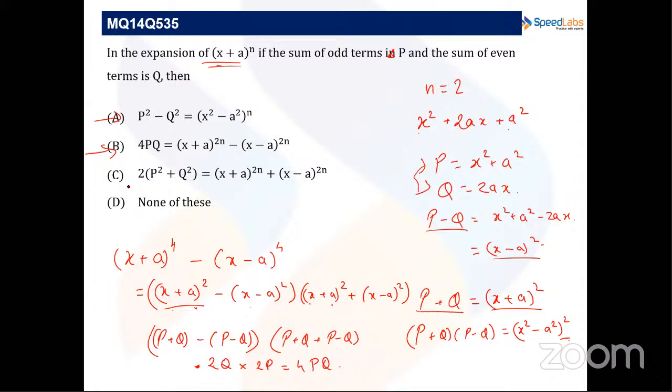Now going for the option number C, we were having 2 times of (p square plus q square). So p square will be (x square plus a square) whole square and q square will be 4 times of a square x square. On adding these two, you would be getting x to the power 4 plus a to the power 4 plus 2 x square a square. So it will be 6 times.